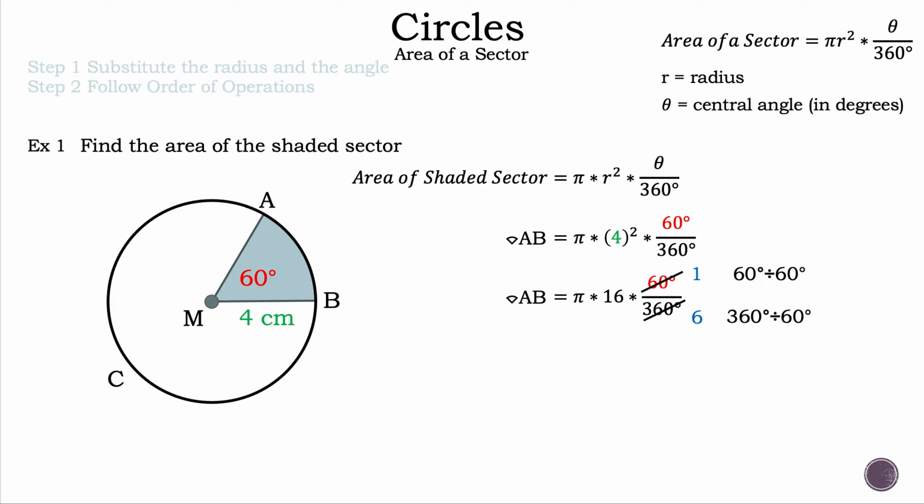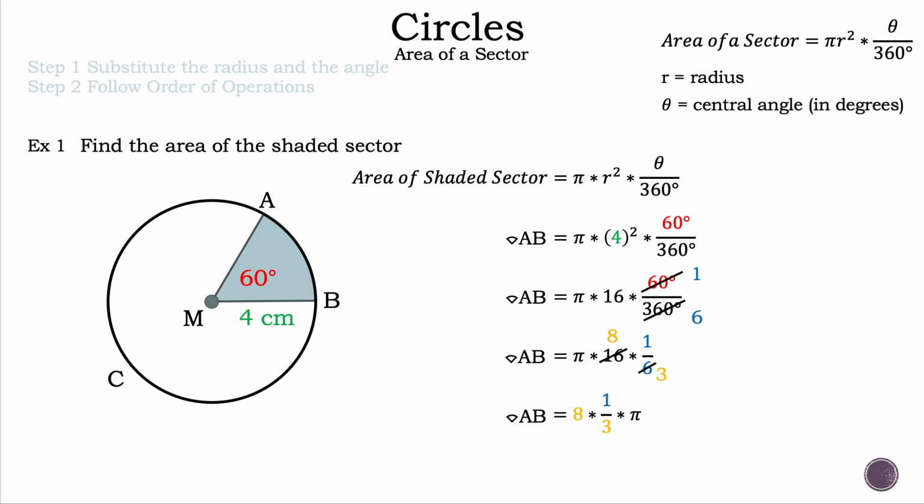And now let's write down what we have so far. So we have sector AB is equal to pi times 16 times 1 over 6. Now, we can multiply the 16 times the 1 sixth, or we can go ahead and continue to simplify, and we can divide each number by 2, and 16 divided by 2 is 8, and 6 divided by 2 is 3. So let's write down what we have so far. So we have 8 times 1/3 times pi.